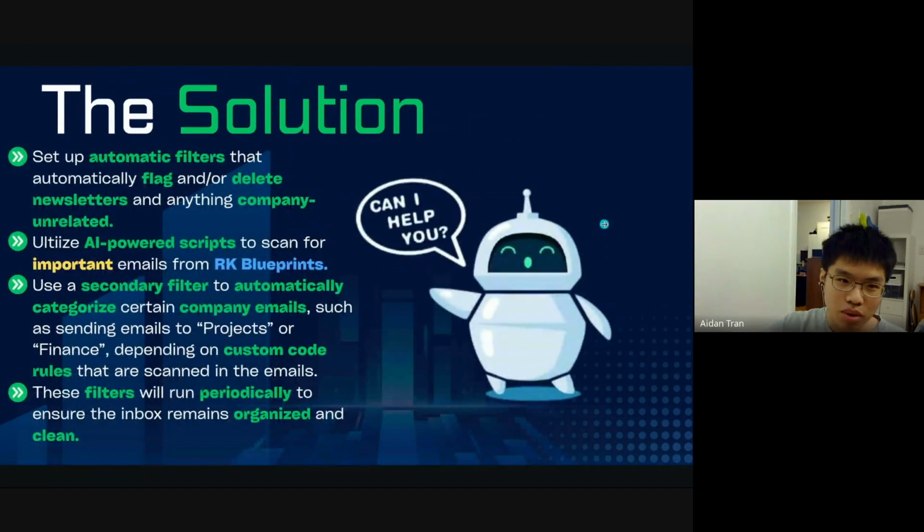Now, when there's a problem, there's a solution. You can set up automatic filters that automatically flag and delete filler emails. And we could use AI-powered scripts to keep the important emails and delete all the filler. And we can automatically use this AI to categorize certain company emails, such as putting a couple of important emails in projects and another in finance. And these filters will run automatically, periodically, to make sure the inbox remains clean.